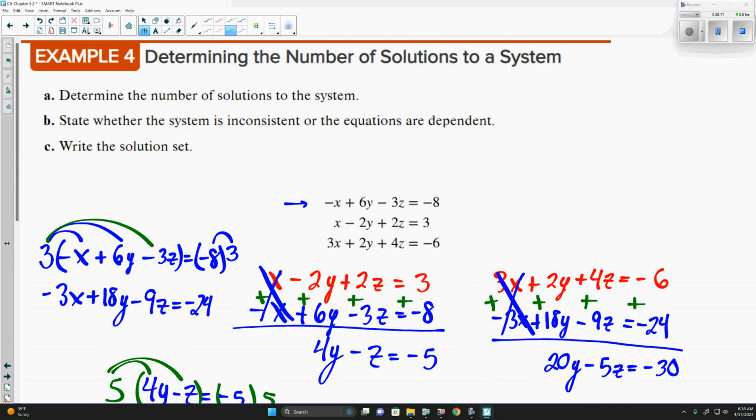So determine the number of solutions. Well, how many solutions do we have? 0, because this is no solution. And the system would be inconsistent. And the solution set in set notation would be the empty set.